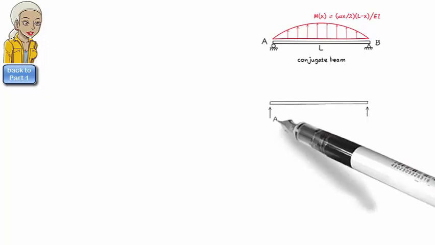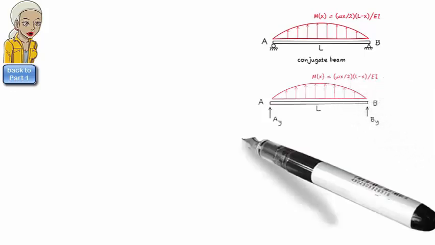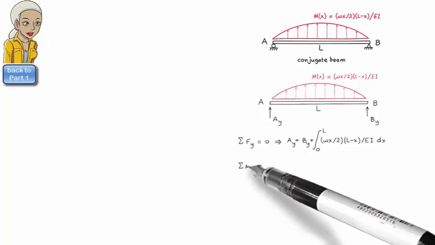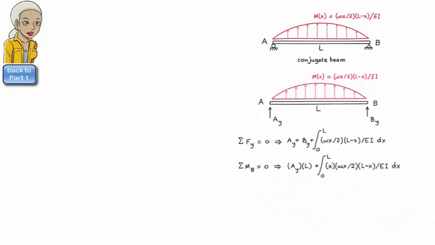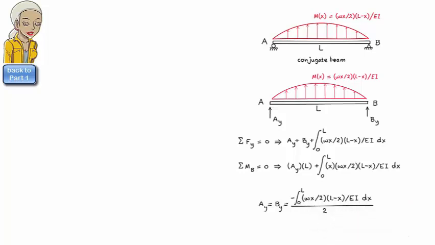We need to calculate the support reactions in order to determine bending moment at the midpoint of the conjugate beam. Here are the equilibrium equations. In this case, we can simplify the solution by noting the symmetrical nature of the problem. That is, AY equals BY equals half of the integral of the load function. Therefore, AY equals BY equals negative WL cubed over 24 EI.